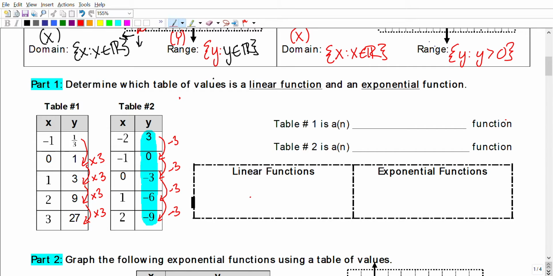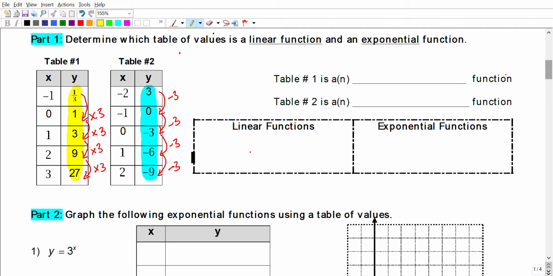So what do you notice? In one of those tables, we multiplied by 3, and in one of them, we are just subtracting 3. So which one's which? Can you guys tell which one's linear and which one is exponential? All right, well, hopefully you guys are able to tell that table number 1 is actually an exponential function, and table 2 is a linear function.